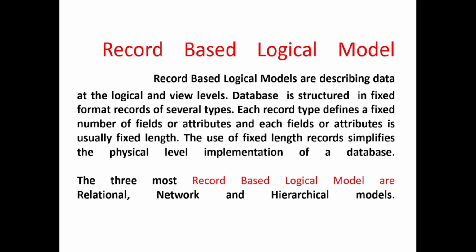And the record may be of several types, because we have different types of attributes that we are using in our record-based logical model. Each record type defines a fixed number of fields or attributes, or you may call them column names, and each field or attribute is usually of fixed length. So the use of fixed-length records simplifies the physical level implementation of a database. The three most common record-based logical models are: number one, the relational data model; next is the network model; and the final one is the hierarchical data model. These are the three examples of the record-based logical model.